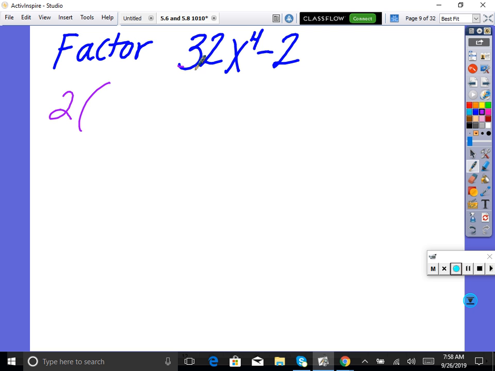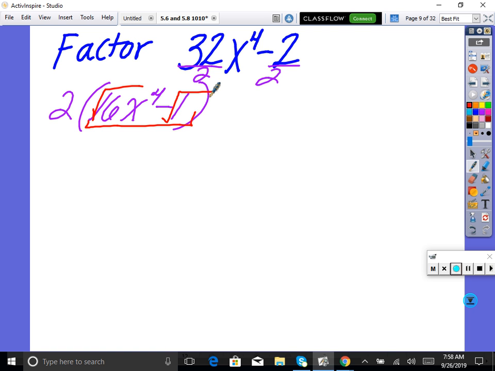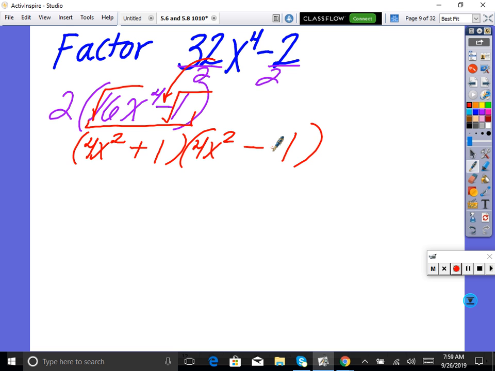So I pull out a 2, divide by 2, divide by 2. That leaves me with 16x to the 4th minus 1, everybody. Questions up to here. Now from here you should say, does anything factor more? Well, look inside. Isn't this and this a perfect square? So the square root of 16x to the 4th is actually 4x squared, isn't it? The square root of 1 is 1. And it is missing a middle term and it's subtraction. So we know it's going to factor to be 4x squared and 1, 4x squared and 1. And what are the signs? Plus and minus. Correct, everyone? Questions up to this point?